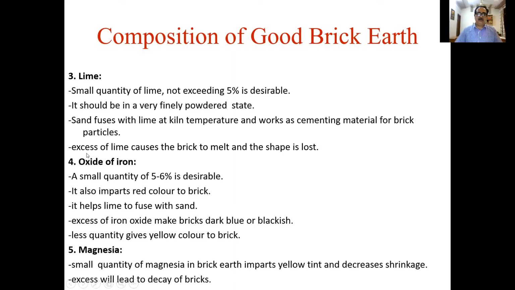Another constituent in good brick earth is the oxide of iron, and the quantity which is desirable is 5 to 6%. This constituent is responsible for imparting red color to the brick. It helps lime to fuse with sand. Excess of iron oxide makes the bricks dark blue or blackish in color. Less quantity gives yellow color to bricks. So we should take care that the quantity should not exceed 5 to 6%, or be less than 5 to 6%, as it can give yellow color to the brick.